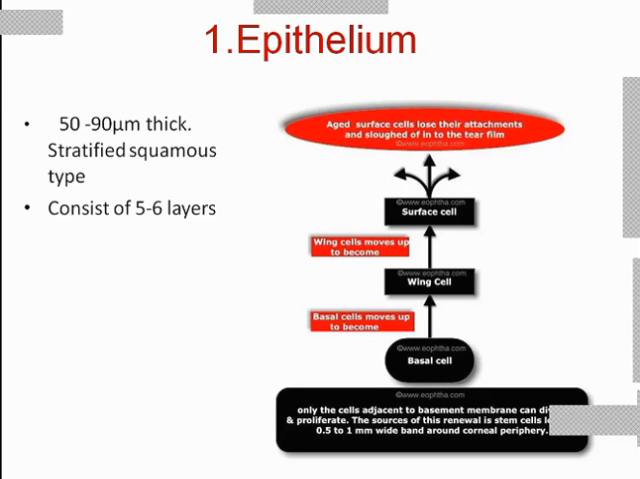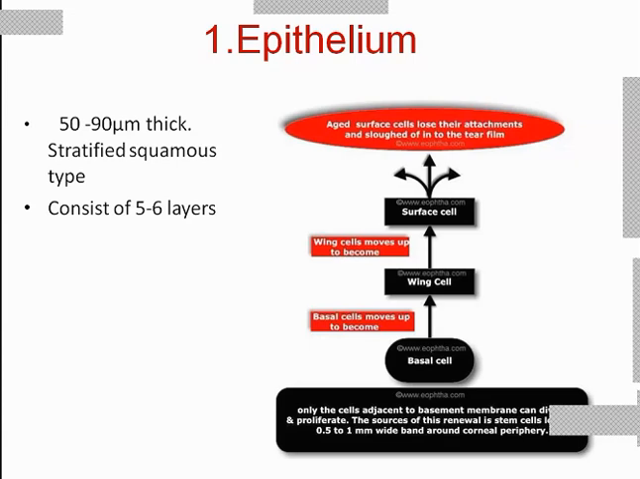The epithelium is about 50 to 90 microns in thickness. Stratified squamous epithelium, as I told you, consists of 5 to 6 layers. Aged surface cells lose their attachment and slough off into the tear film. So the tear film is something which rinses the cornea; it always keeps on rinsing the cornea. Those cells which are shed because of age get washed away by the tear film. Wing cells move up to become surface cells.